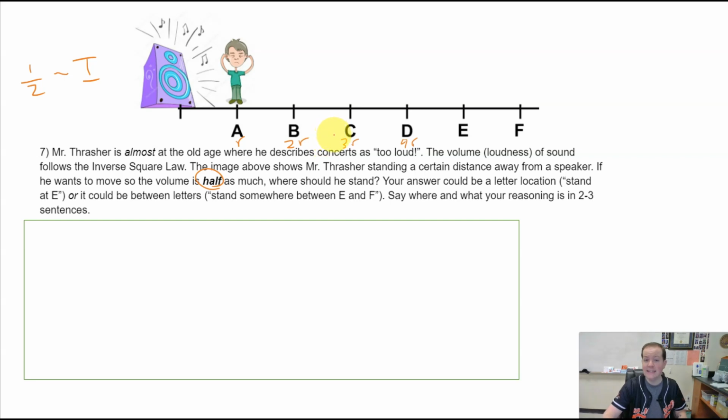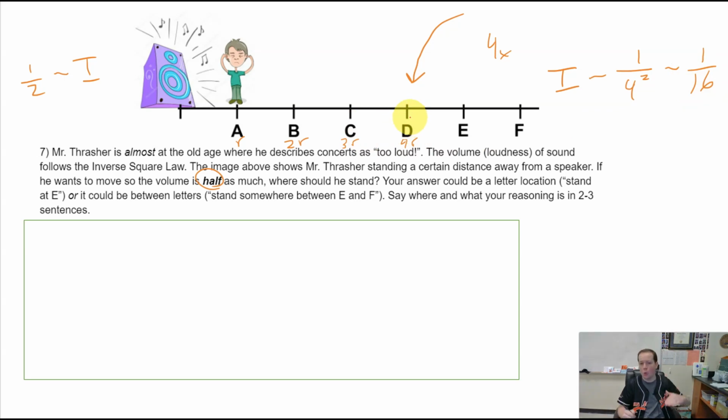Well, a lot of students kind of did a guess and check. For example, let's say it's right here. If Mr. Thrasher stands right here, the distance is 4 times as much. So what would the intensity be? You could scroll back up and look at the graph or look at the graph on your page too. But I'm going to remember, what's the intensity? It's the name, inverse square law. It's the inverse of the square of the distance. It's 4 squared. So here the intensity would be, oh my gosh, standing here, the intensity is 1/16.